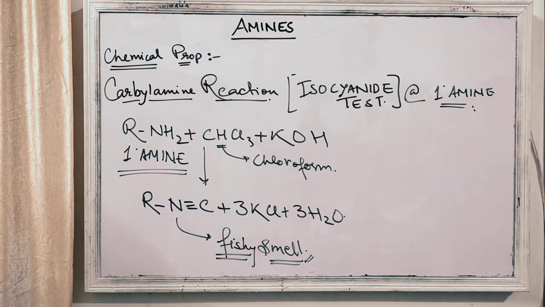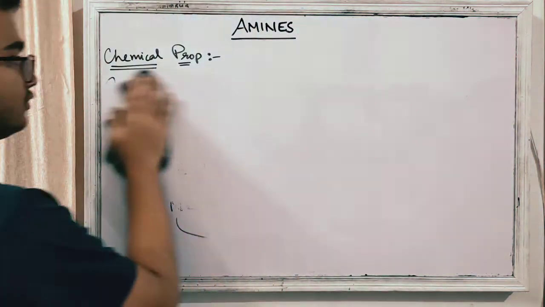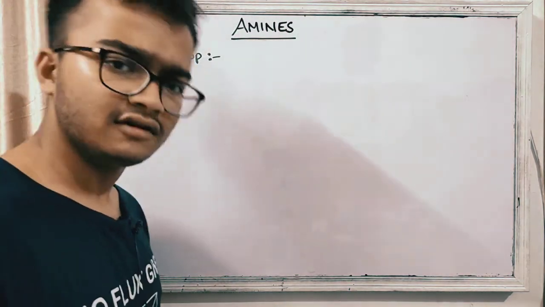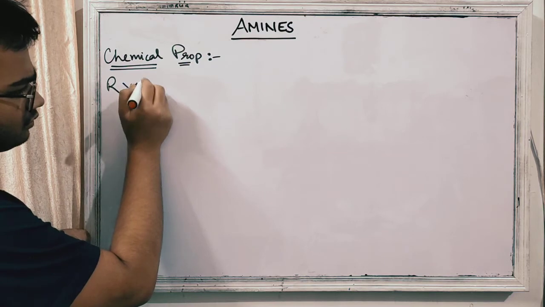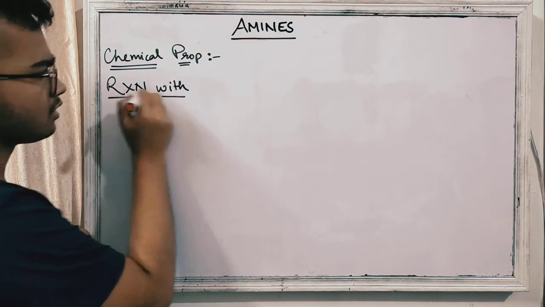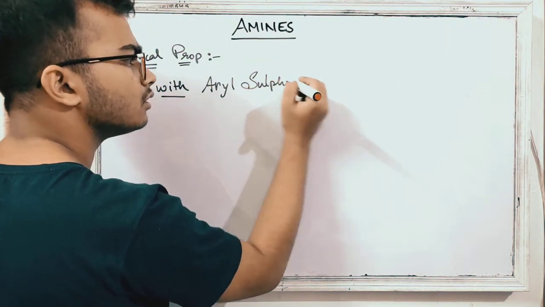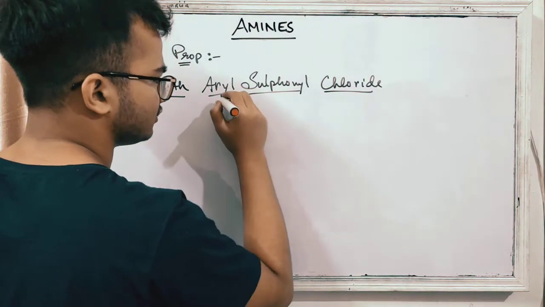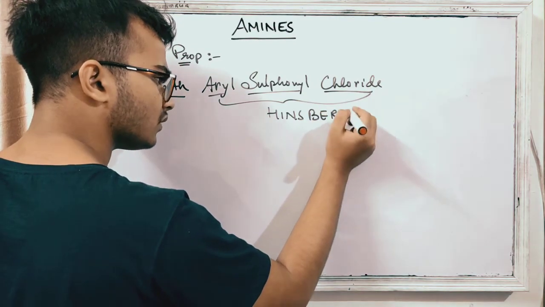So let's clear it out. Now we are going to do the Hinsberg test. Okay, so Hinsberg test, we perform it with aryl sulfonyl chloride, which is also called the Hinsberg reagent. So write the heading: reaction with aryl sulfonyl chloride. Okay, and this aryl sulfonyl chloride is also called Hinsberg reagent.